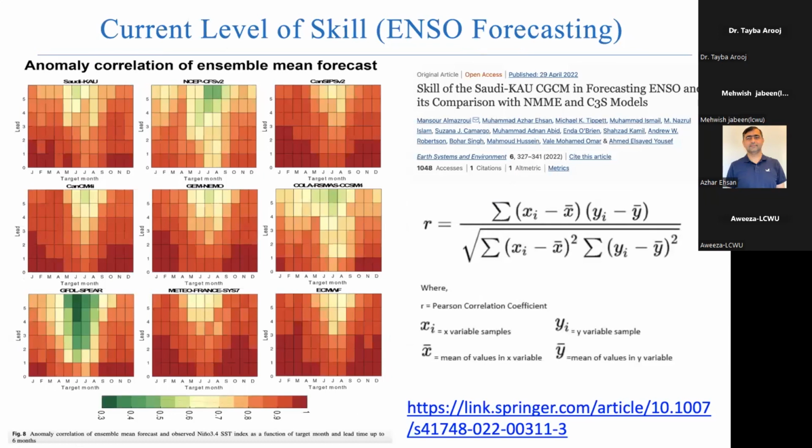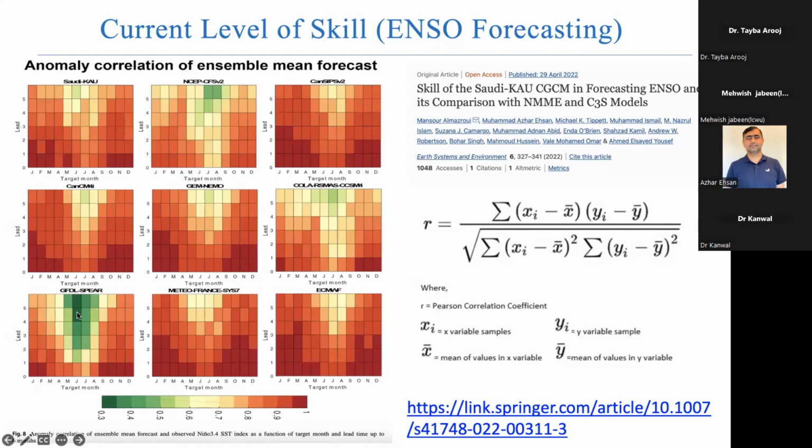So then ENSO forecasting, the current level of skill. This is a paper that we published this year for the ORIC CGCM. During my stay in Saudi, I worked on ENSO forecasting and seasonal forecasting, and we also developed this coupled model for Saudi Arabia, and we compare the ENSO forecast skill of the Saudi KU model with other models. So this one on the top left is Saudi KU, and the rest are from the European, US, and Canadian models. One of the famous ones is the Geophysical Fluid Dynamics, GFDL, Princeton model SPEAR.